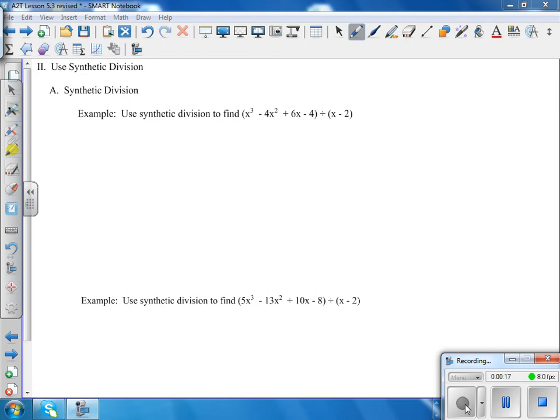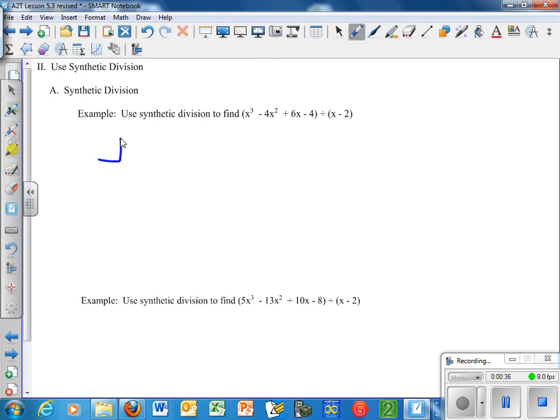So we're going to use synthetic division to divide the polynomial x cubed minus 4x squared plus 6x minus 4 by the binomial x minus 2. Here's what you want to do with synthetic division. This is how you set it up. I draw what I call a little backwards L, and inside this little backwards L, you're going to look at the binomial we're dividing by. We look at the constant in there, which is negative 2.